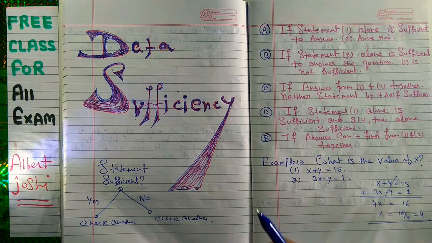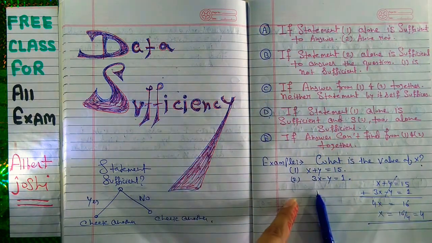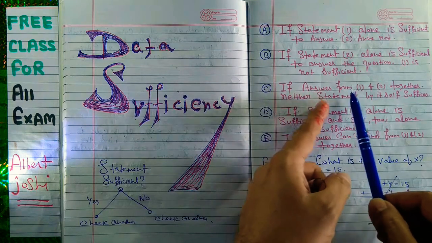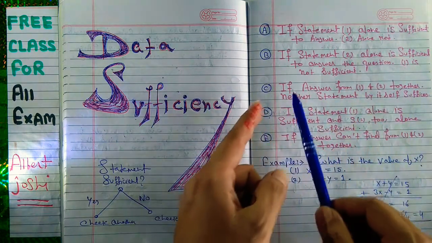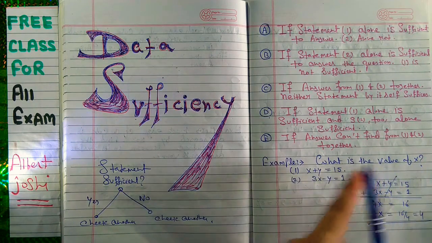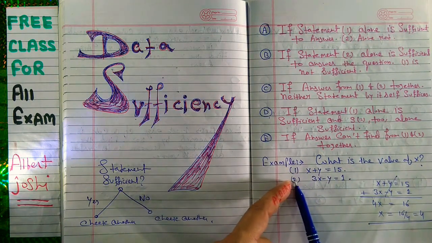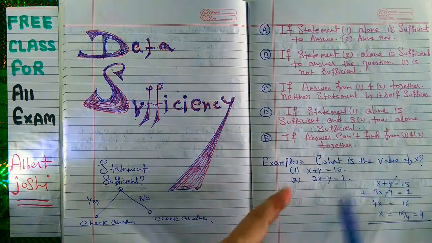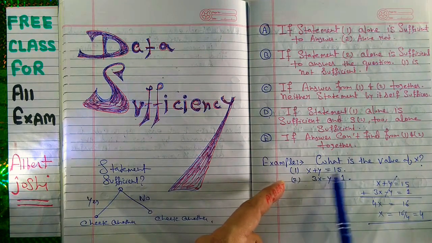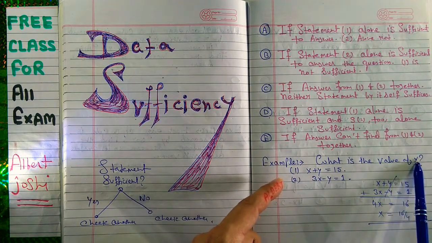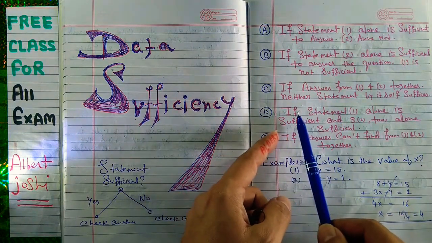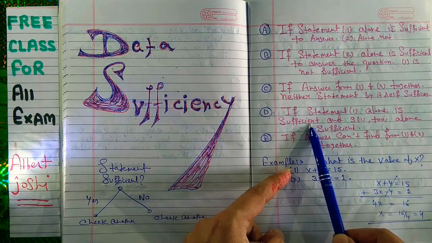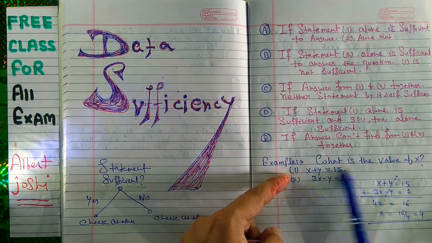So you are using both statements to find the value of x. In this condition, C will be your correct answer, because in option C he has asked if the answer is from first and second together, meaning we find the value of x with the help of both statements. Neither statement by itself suffices, meaning any one statement cannot solve this problem. Now option D: if statement 1 alone is sufficient to answer this question.